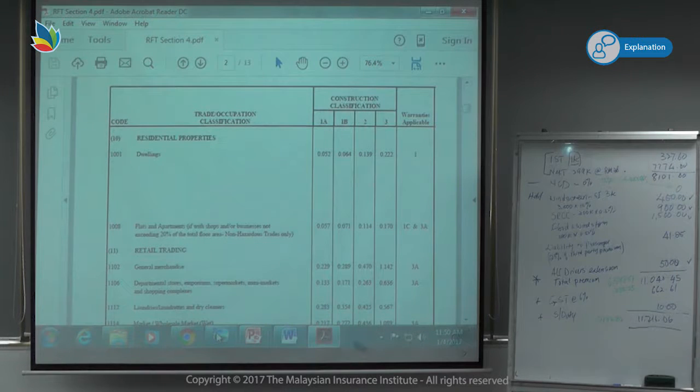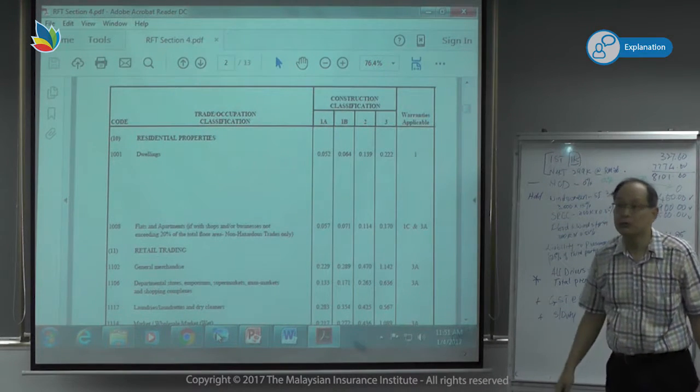1A means the wall must be brick, concrete or non-combustible material, roof non-combustible material, flooring also non-combustible material. 1B is brick wall, concrete wall, roof non-combustible material, intermediate floor level not concrete. That is 1B.